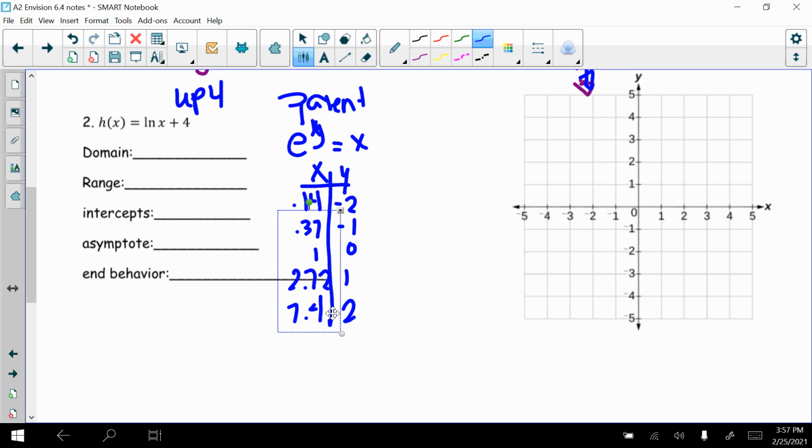My domain, I don't have anything shifting left or right, so my domain is still 0 to infinity. My range is -infinity to infinity. My intercept, okay, we don't have it on here, but this is shifting it up 4.